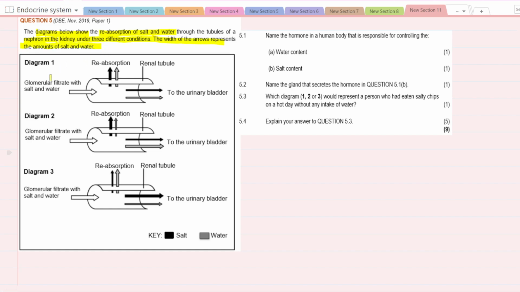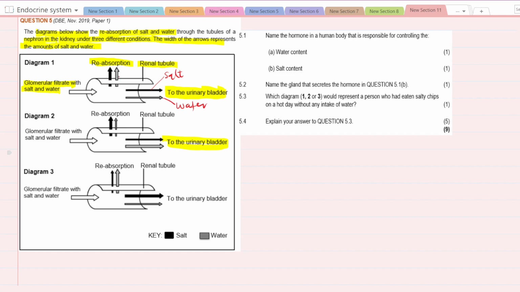So we have diagram 1 here, where you have the glomerular filtrate, the reabsorption, as well as the renal tubule, and then the amount going to the urinary bladder. This means it is going to be taken out of the body. Each arrow represents water as well as salt. The dark arrows will be your salt, and the light ones will be your water.